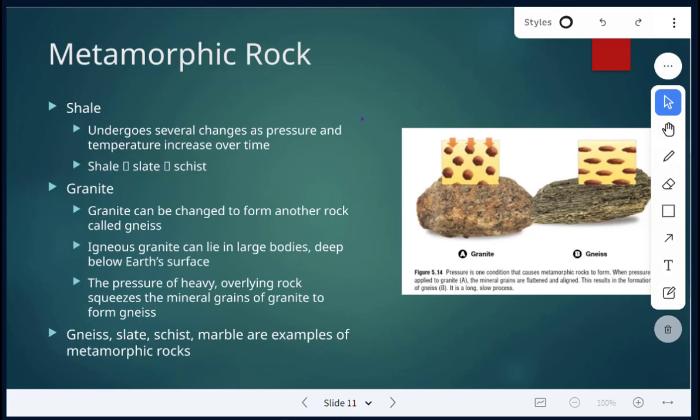Here, when pressure is applied to granite, we can see how it changes then to gneiss. It is a long and slow process. So gneiss, slate, schist, and marble are all examples of metamorphic rocks.